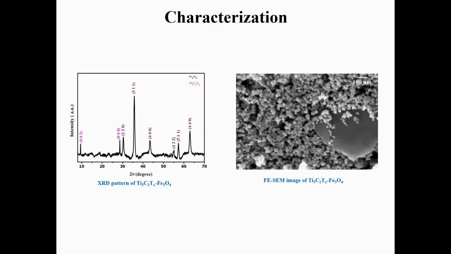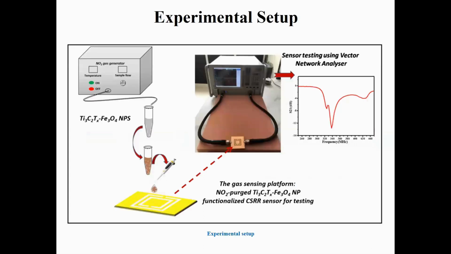This is the characterization of the synthesized material. Here in the XRD, you can see peaks of both Ti3C2TX and Fe3O4. The peaks at 9.2 and 27.8 represent the MXene structure of the 002 and 008 planes, while the other peaks denote the Fe3O4 structure. We can see from the XRD the broadening of the Fe3O4 peaks, suggesting nanoparticles, which can be clearly seen in the FESEM images.